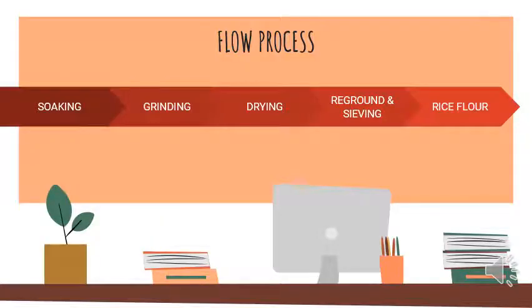So the process of rice flour processing using the wet grinding method starts with soaking the rice grain in water for 4 to 5 hours at 30 degrees Celsius. It is then ground in excess water and dried using hot air in an oven at 40 degrees Celsius overnight. Then it goes through regrinding and sieving with a mesh size of 125 microns to obtain the rice flour.